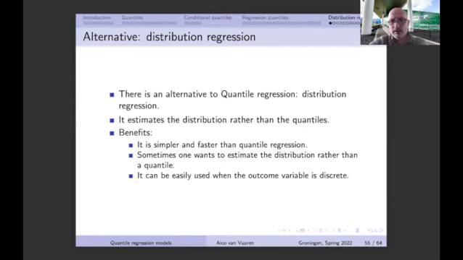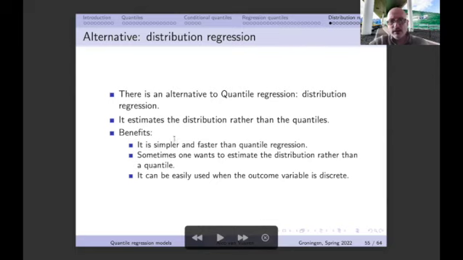tries to estimate, of course, quantiles. So we should realize that at the moment that we're going to do quantile regression, we get inverse distribution functions, and therefore we can invert those inverse distribution functions in order to get the distribution functions themselves. So essentially it is possible to estimate distributions based on quantile regression.